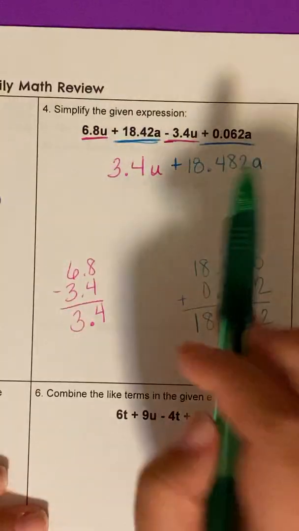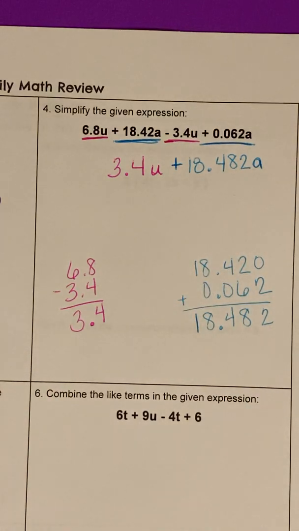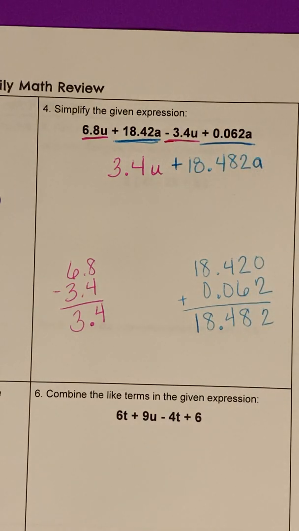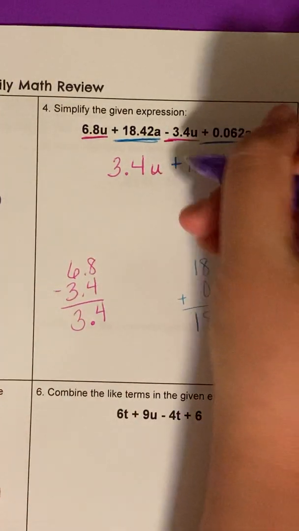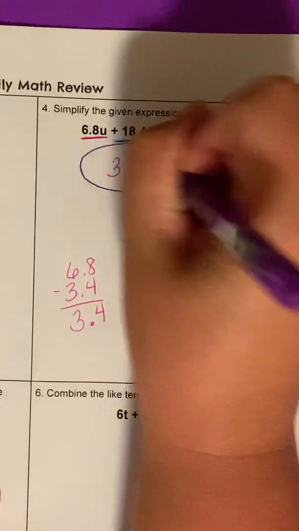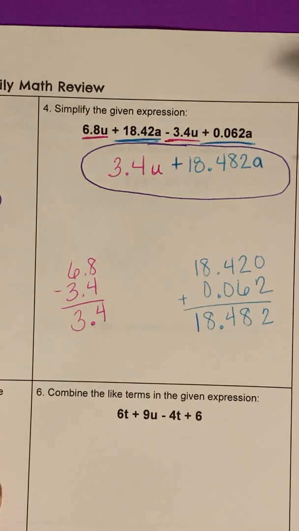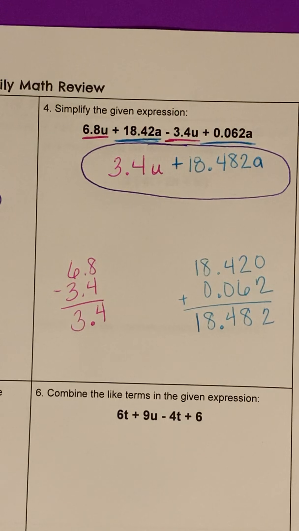Now, a u and an a are not the same, so you cannot combine those. Just like apples and umbrellas, you cannot combine those and say, I have all this apple umbrella things. No, apple umbrellas are not a thing, so you have to keep them separated. So this is all your answer is: 3 4/10 u plus 18 482 thousandths a. That's all you can do. That's literally it. Nothing else.